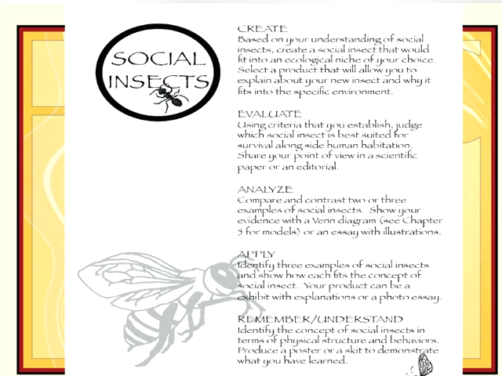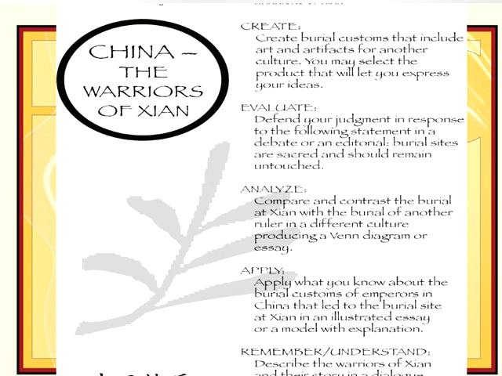And I also want you to notice how different this looks. Remember we talked about that bloom chart as your planning sheet. It can look very different for children. Here's one on social insects. Here's another one looking at China and the warriors of Xi'an.